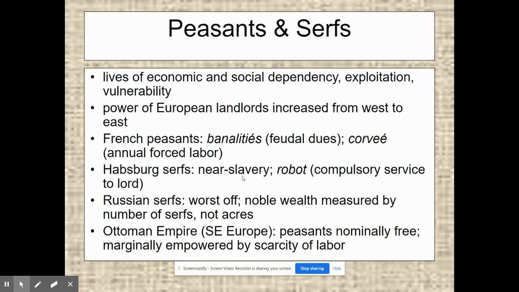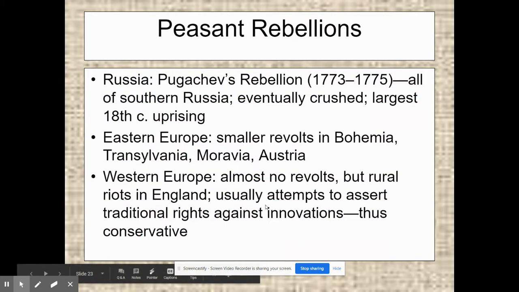In Russia, the Habsburgs, this idea of the compulsory service, the robot, is still there, which is kind of sort of slavery. In France, they're going to have the corvée, which is basically forced labor for a short period of time, all the way up until the French Revolution. And the Ottoman Empire and the Russians still have serfdom.